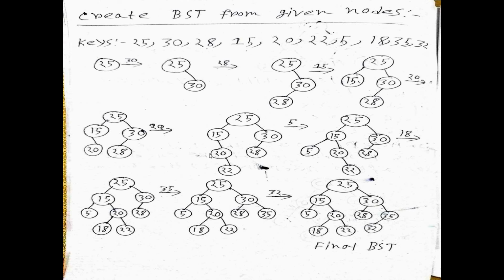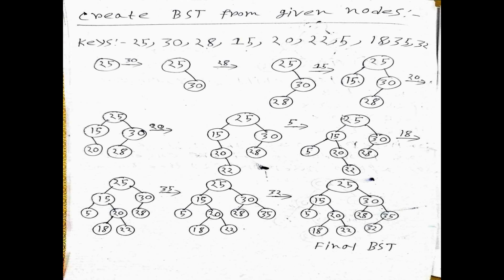But here 20 is on the right child of 15. So we compare 20 and 22. Here we see that 22 is larger than 20. So 22 becomes the right child of 20. This is the procedure. Next element is 5.